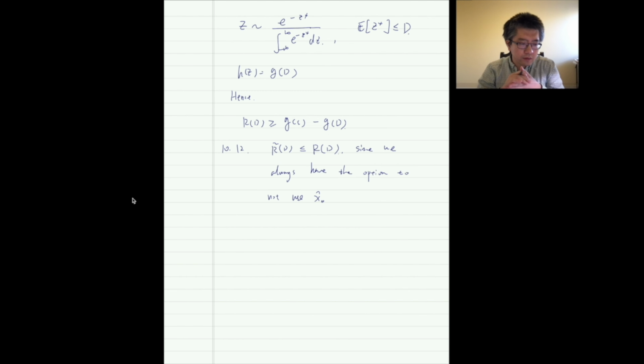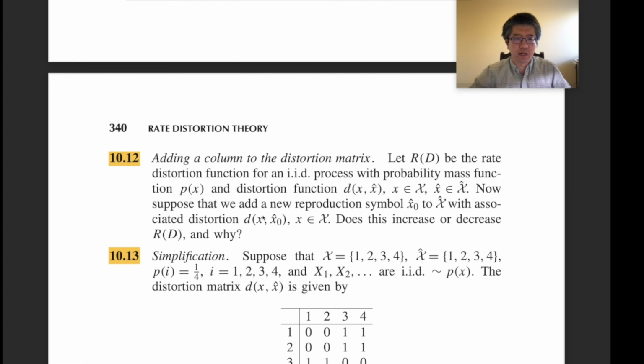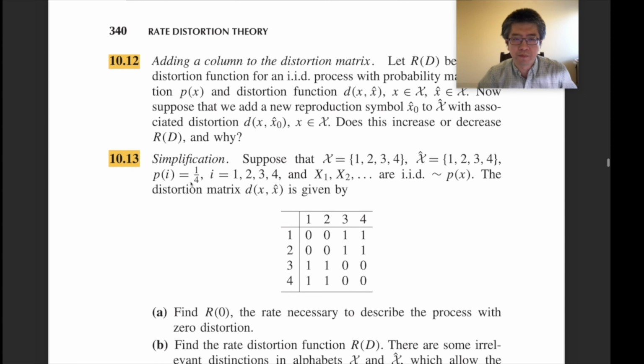But if we have more points, in some cases, it could definitely help, okay? Because we have more points, right? Okay, great. So this problem is relatively straightforward. Next, let's take a look at 10.13.